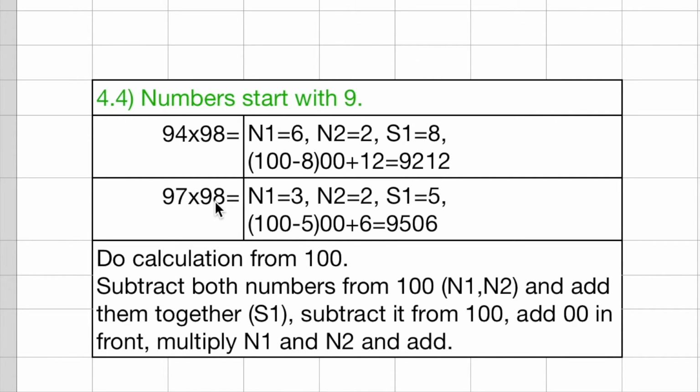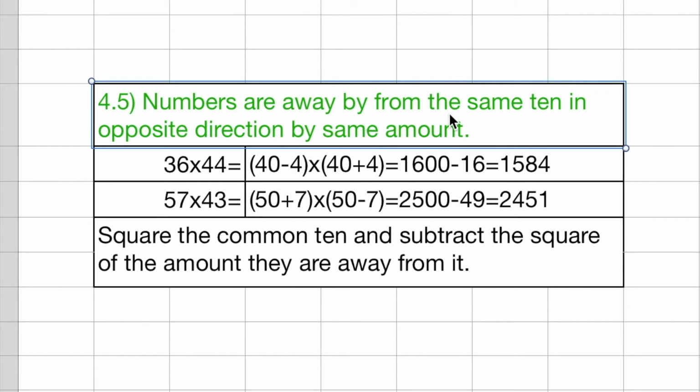97 times 98. So here n1 is 100 minus 97, which is 3. n2 is 100 minus 98, which is 2. So S1 is n1 plus n2, so it is 5. So we have to subtract 5 from 100. It becomes 95. We have to put 2 zeros and add n1 times n2, which is 3 times 2, 6. So we have to add 6. The answer becomes 9506.